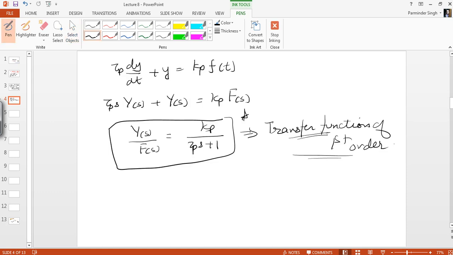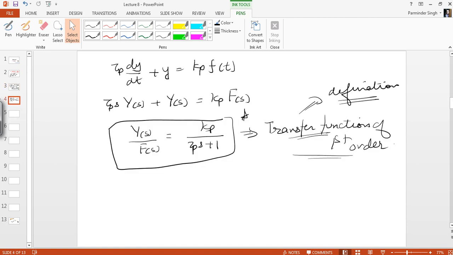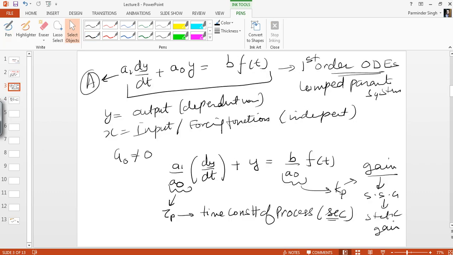Now how do you define transfer function? I'll give you the definition later on, but remember this: for any first order system whose equation is represented by a, its transfer function is represented by this term, that is Kp upon tau p s plus 1. Now over here in the previous slide, we have taken a naught as not equal to 0.